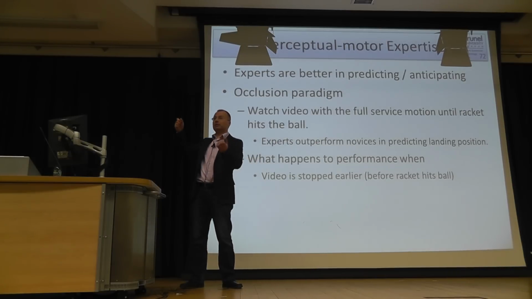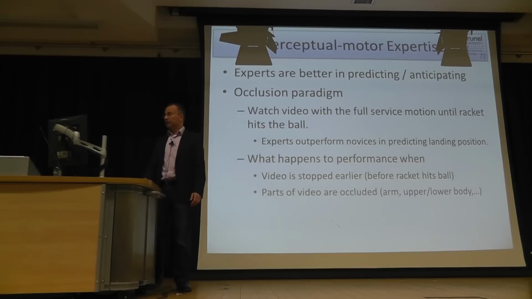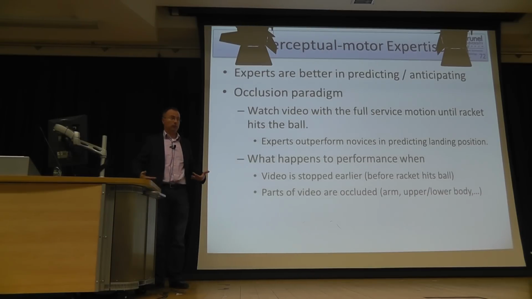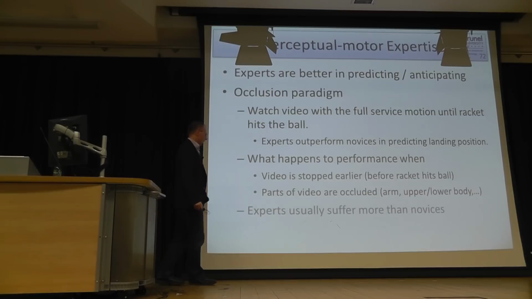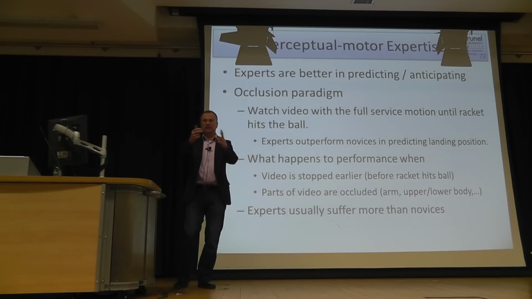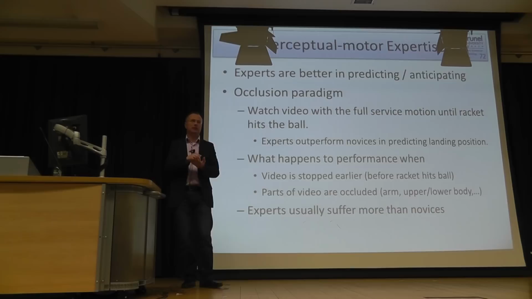You can stop the video earlier, before it actually hits the ball. Or you can occlude parts of the video, which is where the name comes from. So for instance, you show the whole body, but you block the movement of the arm. You can't see the arm or the lower body or things like that. And what you can show is that novices are not very much affected by that. They predict with some accuracy, and if you block out some information, they still have roughly the same accuracy.